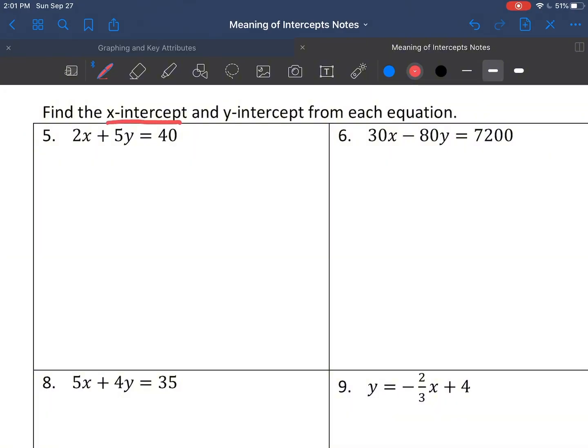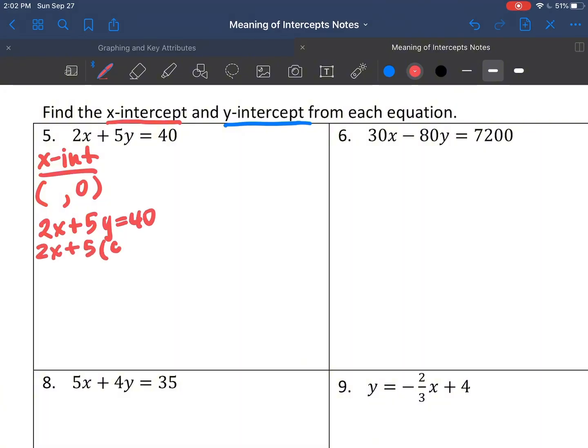All right, so now we're going to find the x-intercept and the y-intercept from each equation. So x-intercept, I'm going to use this color. Y-intercept, I'm going to use blue. Okay, and so for the x-intercept, remember it's an x value when y is 0. And so we can take our equation 2x plus 5y equals 40 and replace the y with 0. 5 times 0 is just 0.